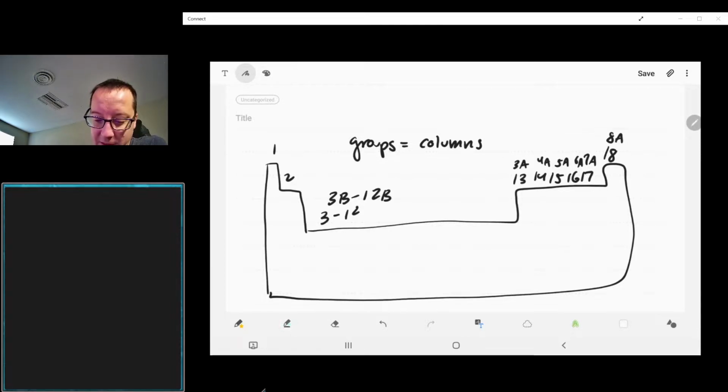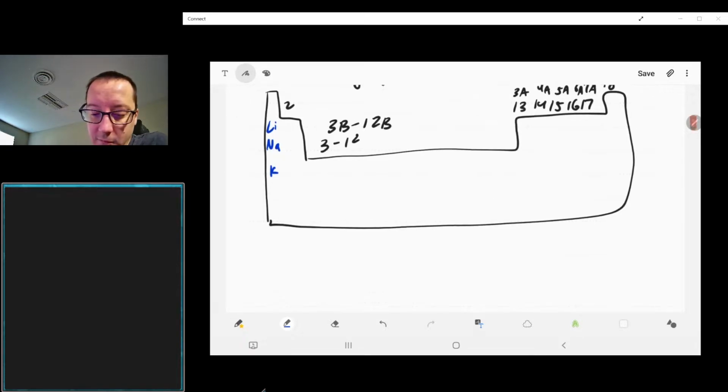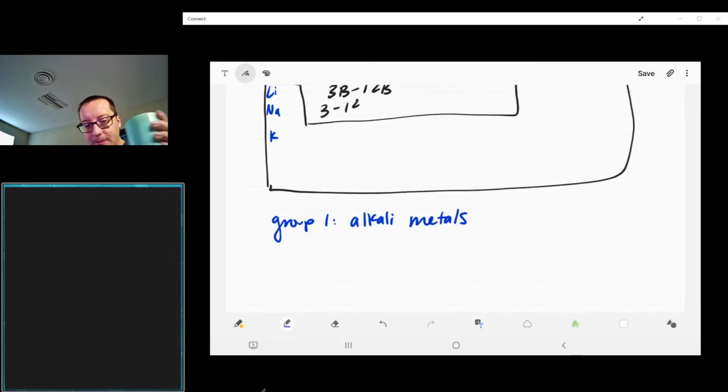We're going to have names for a lot of these groups. That's going to make it easy for us to identify them. So, group 1, which is going to be our lithium, sodium, potassium, cesium, rubidium. Group 1 are known as the alkali metals. We don't include hydrogen with this group, because obviously hydrogen is not a metal. We're going to talk about metals later. But that's going to be the name of the first group.